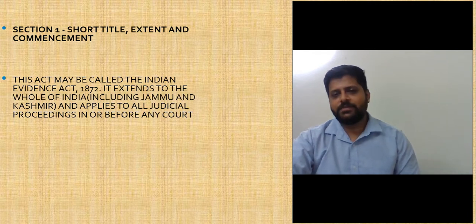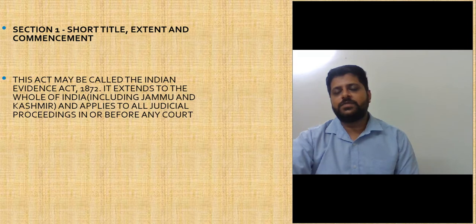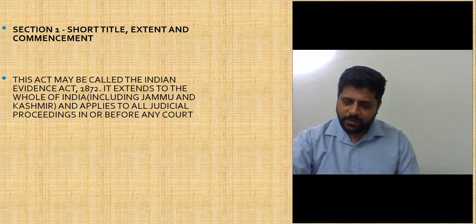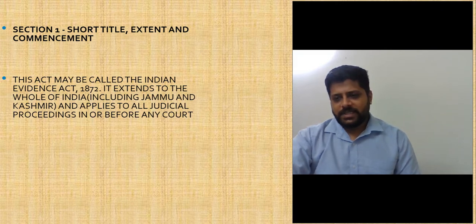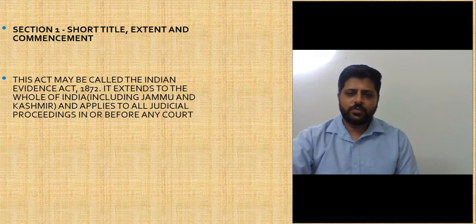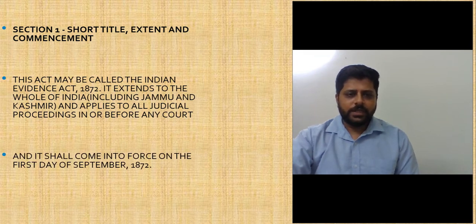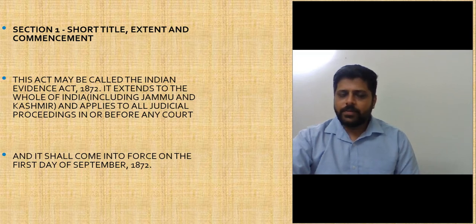Earlier, when Article 370 existed, the Act was not applicable in the state of Jammu and Kashmir, but after the removal of Article 370, it is applicable to the state of Jammu and Kashmir. Moving further, it came into force in the month of September 1872, and it was enacted in the month of March 1872.